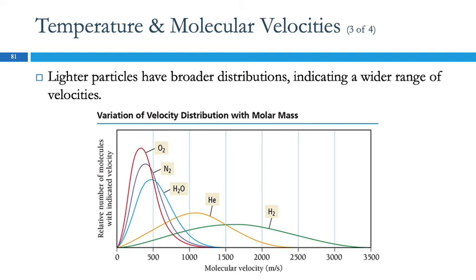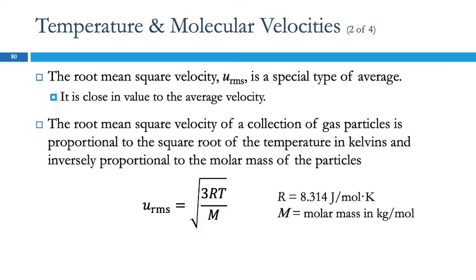Any questions? Yes? For the one before this one, it's the URMS. Why is R not the 0.08206? Oh, that's a great question. I overlooked that. Good catch. Here we're using R not as what we've been doing with 0.08206 liter atmospheres per mole Kelvin. This is joules per mole Kelvin.